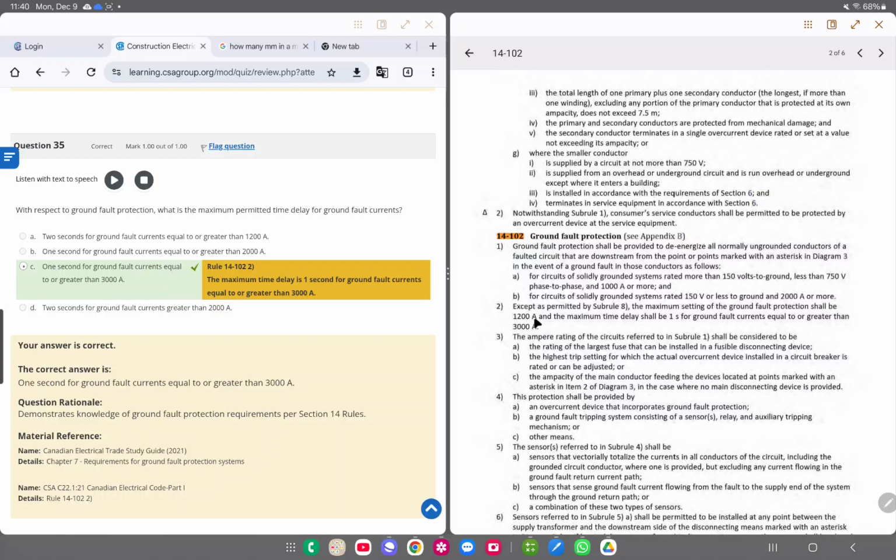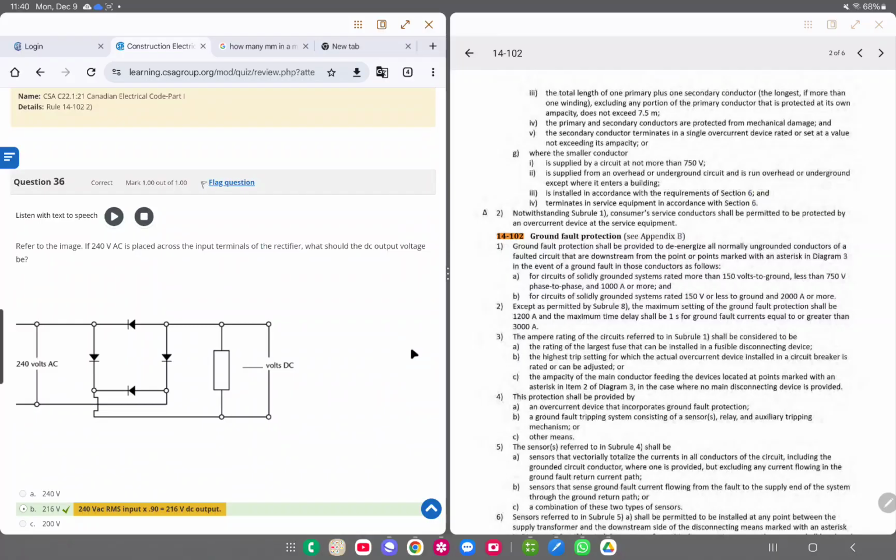What is the maximum permitted time delay? Maximum time delay shall be, and then it gives you your answer of 3000 amps. Okay. Refer to the image.